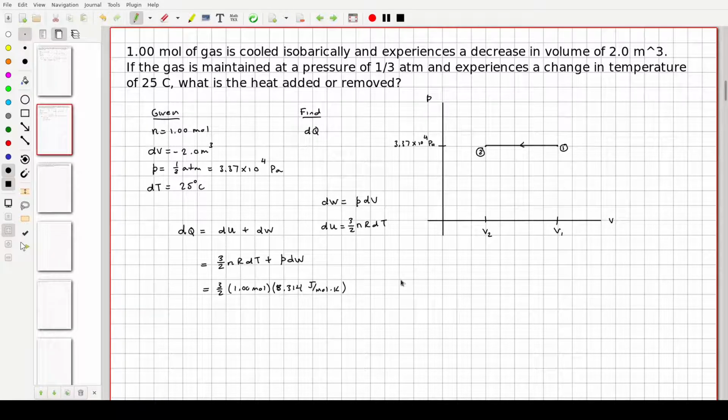Now, next we have our change in temperature. It's 25 degrees Celsius, or 25 Kelvin. The changes are the same in the Kelvin and the Celsius scale. Now the pressure: 3.37 times 10 to the 4th pascals. And the change in volume. The change in volume is negative.